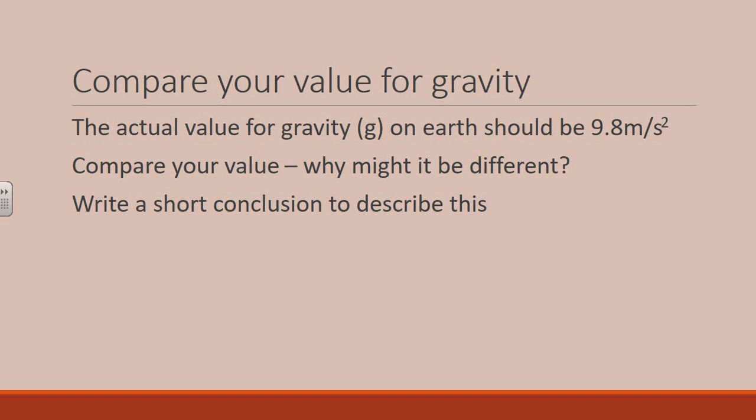And what I want you to do with your data is just compare your value for gravity with the actual value. So remember, we worked out earlier that the actual value for gravity on Earth should be 9.8 meters per second squared. So how does your value compare? Why might it be different? Just write a short conclusion to describe this: what you did and why it might not be 9.8. Calculated accurately, everything should have the same gravitational force on Earth.